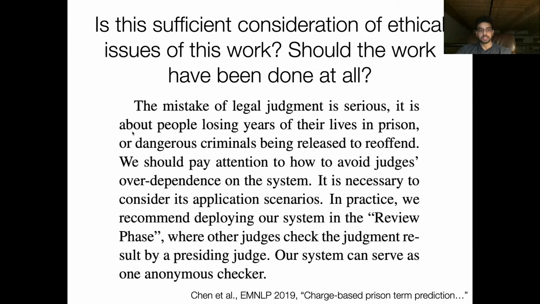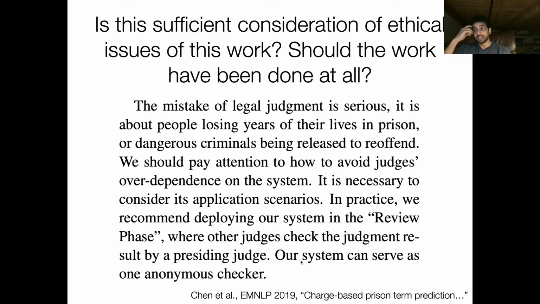system. It says the mistake of legal judgment is serious. It is about people losing years of their lives in prison or dangerous criminals being released to reoffend. We should pay attention to how to avoid judges' over-dependence on the system. They're saying if their system was deployed, we don't want judges to depend too much on it. In practice, we recommend deploying our systems in the review phase where other judges check the judgment result. Our system can serve as a checker.